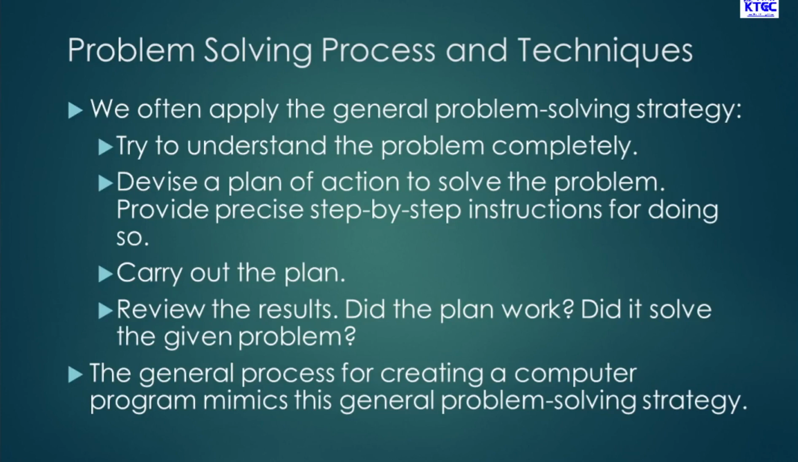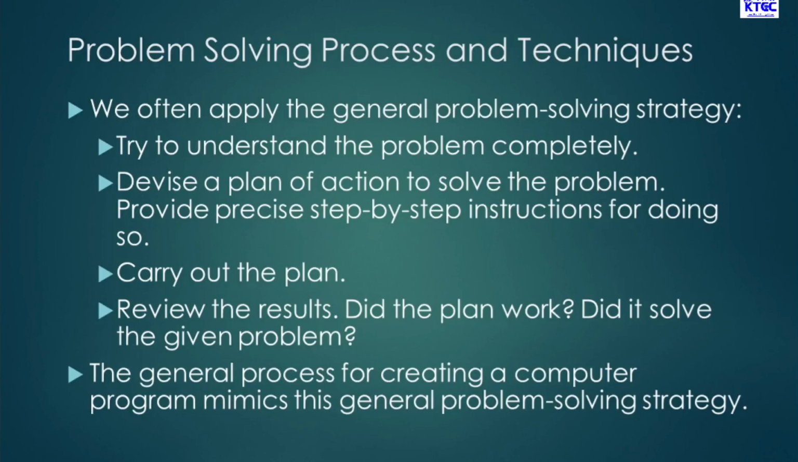If it fails to solve the problem, it means there is something wrong somewhere, and you have to quickly go back and check all that. Where there is a problem, you fix it, and make sure the algorithm solves the given problem. Now, these steps we follow to create a computer program, in simple terms, mimic this general problem-solving strategy. We talk of problem-solving strategy. This involves the steps we just talked about.